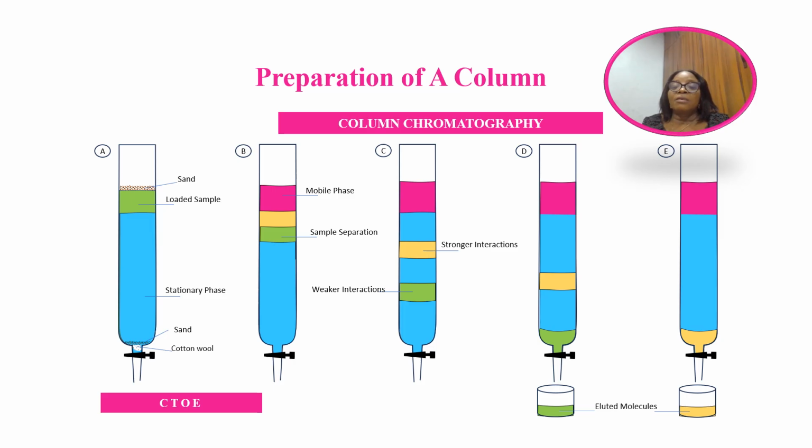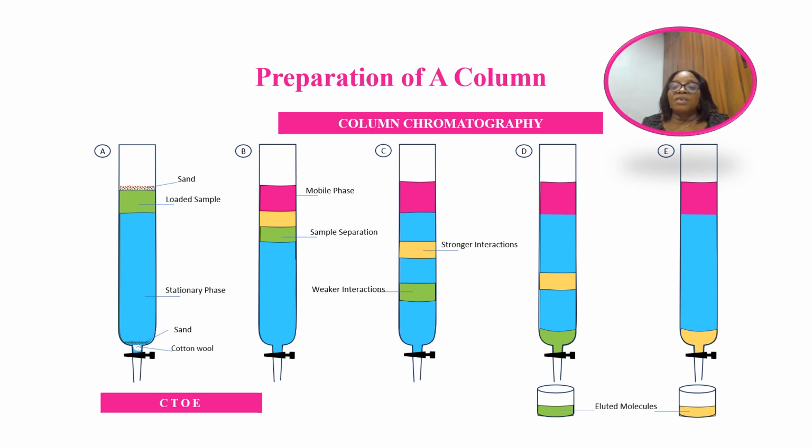You pack the column with the chosen stationary phase, for example, silica gel or alumina, carefully adding a slurry of the material to the column. You can prepare your slurry with a 1:3 ratio. Carefully add it to the column while tapping gently to ensure even packing.